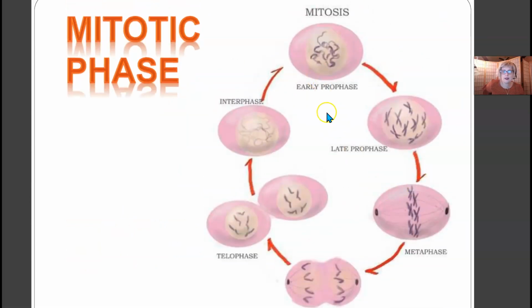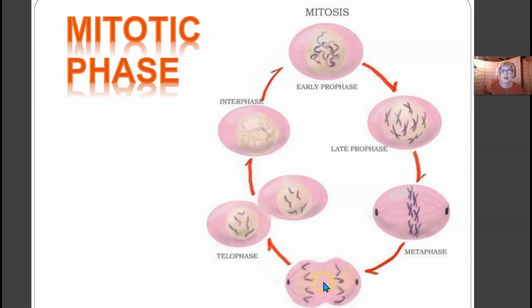So again, interphase is the phase of preparation: G1, S, G2, and then mitosis. Early prophase, the nucleolus is still there, the nuclear envelope breaks down. Late prophase, the chromosomes become visible, the spindle forms. Metaphase, the chromosomes line up at the center. Anaphase, the chromosomes separate because of the spindles to opposite polar ends of the cell.